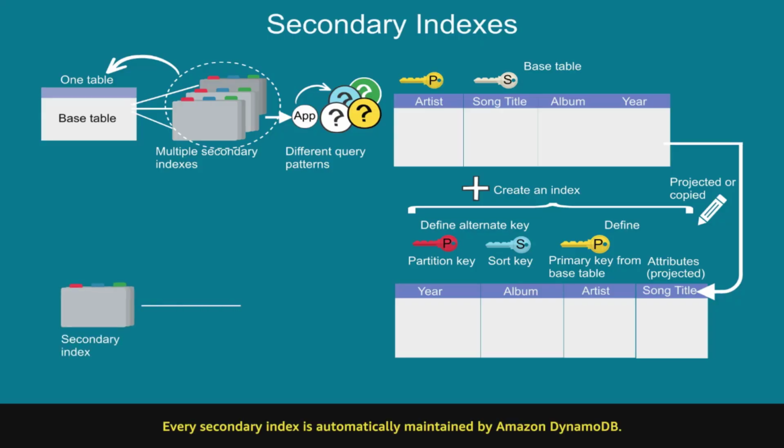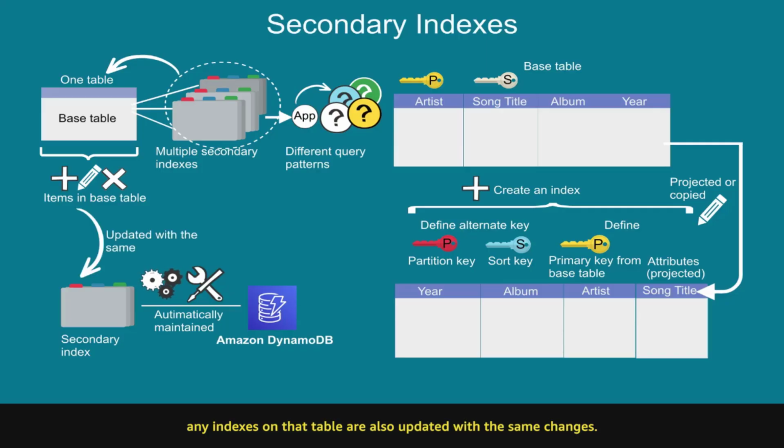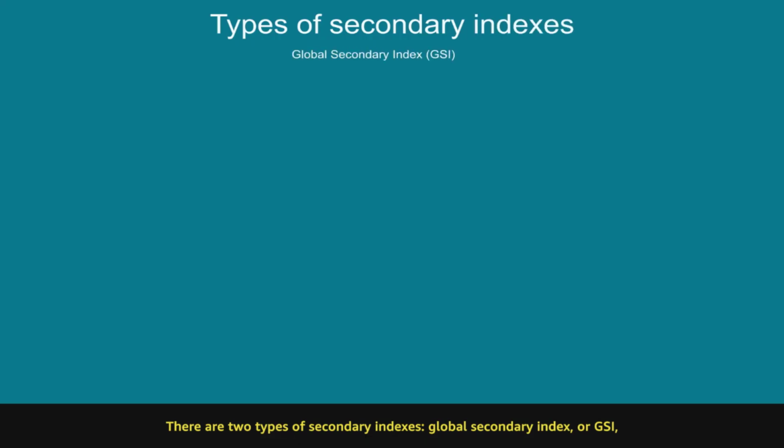Every secondary index is automatically maintained by Amazon DynamoDB. When you add, modify, or delete items in the base table, any indexes on that table are also updated with the same changes. There are two types of secondary indexes: Global Secondary Index, GSI, and Local Secondary Index, LSI.